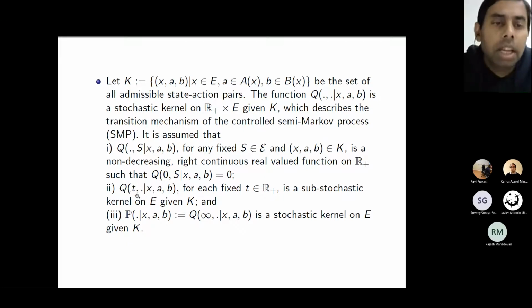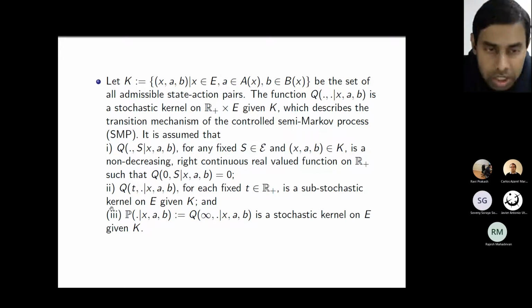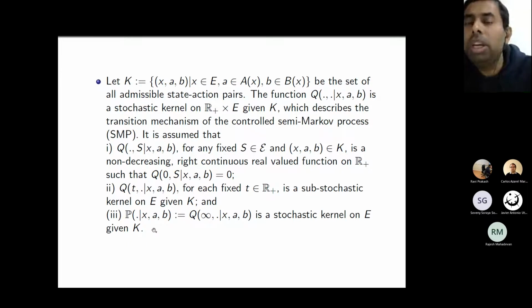Now if you fix a T, you are asking what is the probability that the jump will happen within time T, that it will spend a time less than or equal to T, and it will go to some new state. There is no guarantee that the process will jump within time T. That's why this is what is called a substochastic kernel. This is not a probability measure but a sub-probability measure. If you ask what is the probability that it will jump within time T, that need not be 1. It might jump after time T as well.